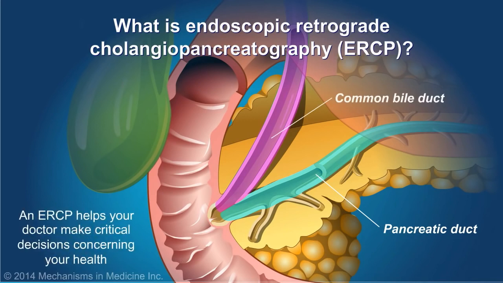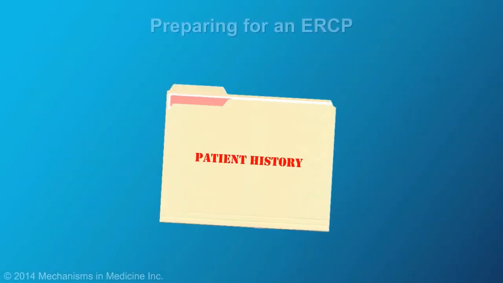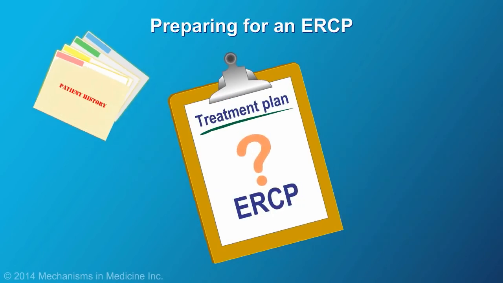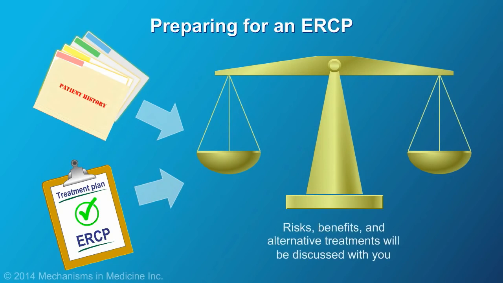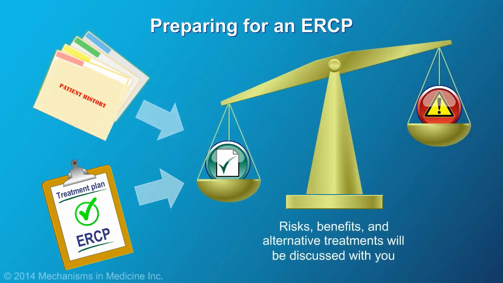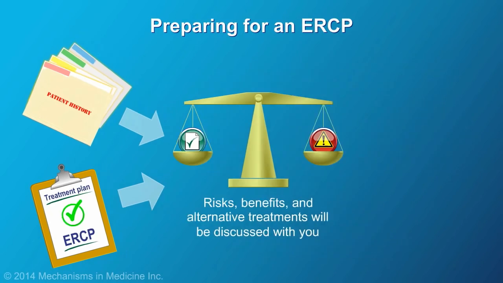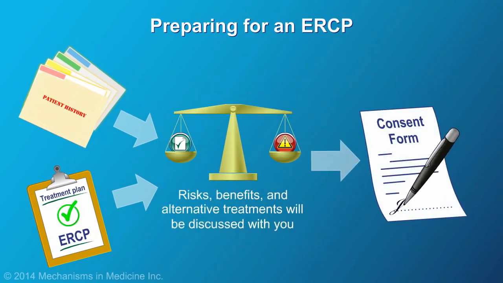This procedure helps your doctor make critical decisions concerning your health. Once your doctor has taken a full medical history, established a treatment plan, and has determined that there is a need for ERCP, the risks, benefits, and alternative treatments will be discussed with you. You will be asked to sign an informed consent that acknowledges that you understand the risks and benefits of the procedure and authorizes your doctor to proceed.